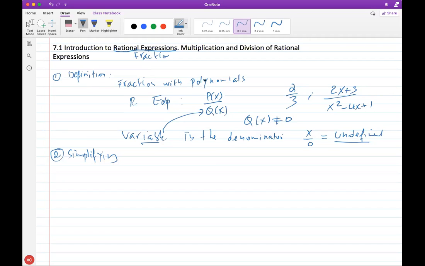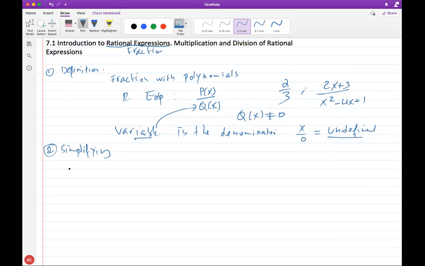Okay, again, just remember this is a fraction. Let's take an example here and see if we can simplify it. Say 2x.